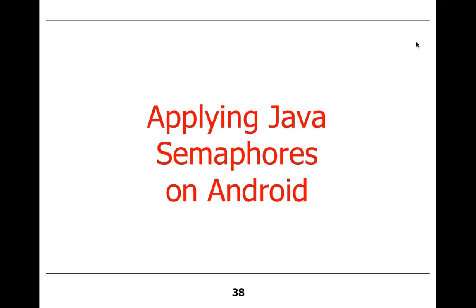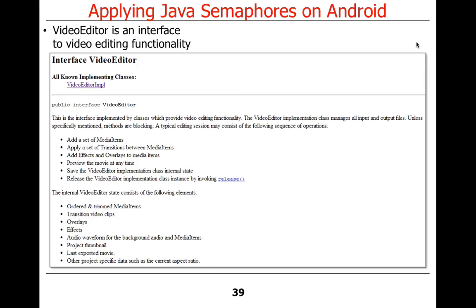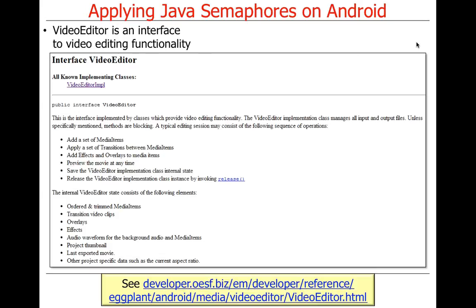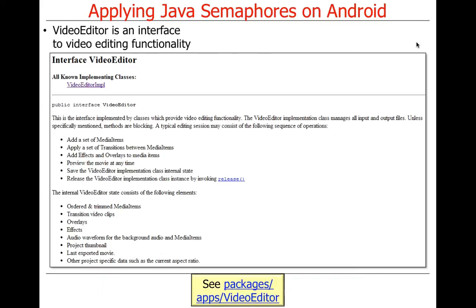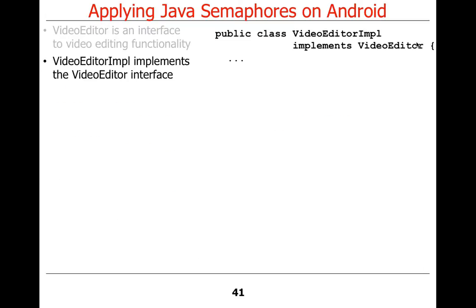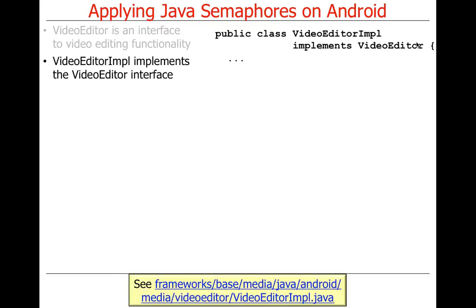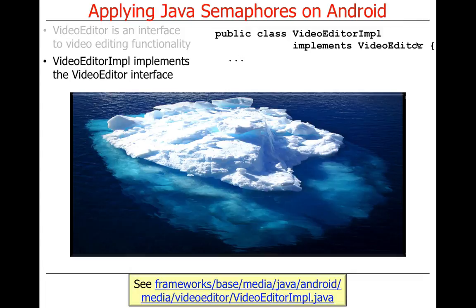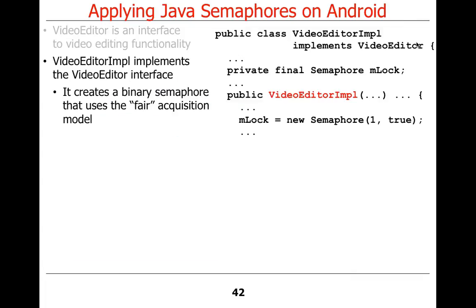All right, let's take a look at how this stuff actually gets used. This is an example from Android. They have a video editor, which is built into the phone. You can see the documentation here, and you can see the code here. There's a class called Video Editor Impl, which implements something called a video editor interface. You can look here to find all that code. We're just going to look at some of the code, not all of it.